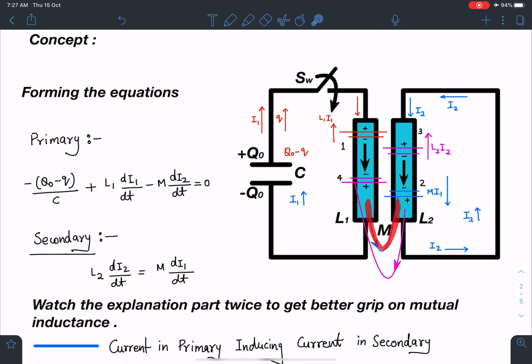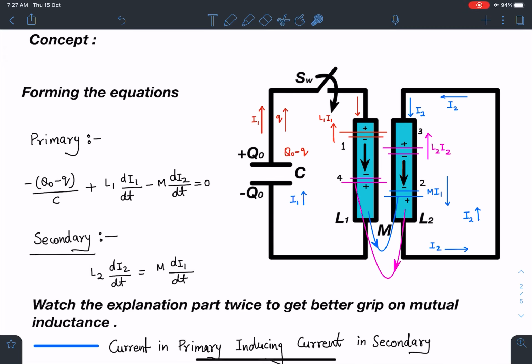So these field lines are entering in this manner inside the second inductor. So that's where this mutual inductance will come into play. This mutual inductance will say, don't increase this flux, I'm going to oppose you. That's how the inductors will talk.